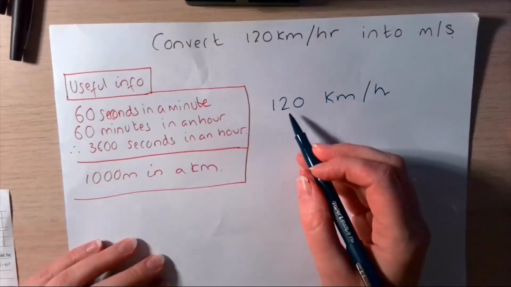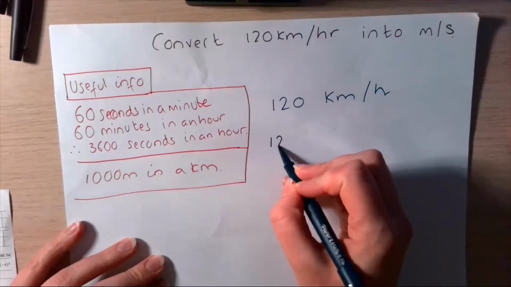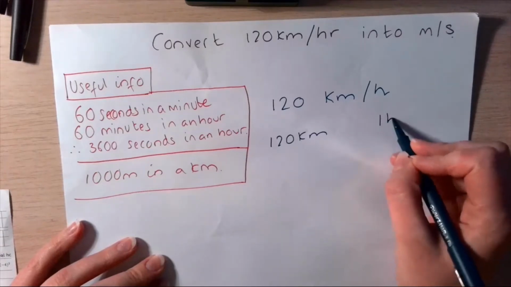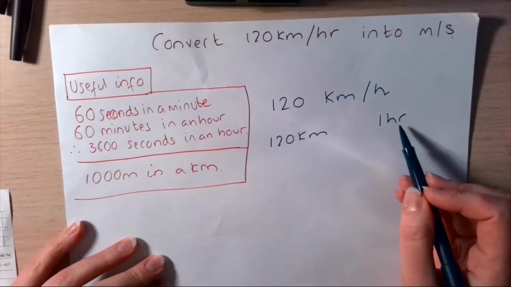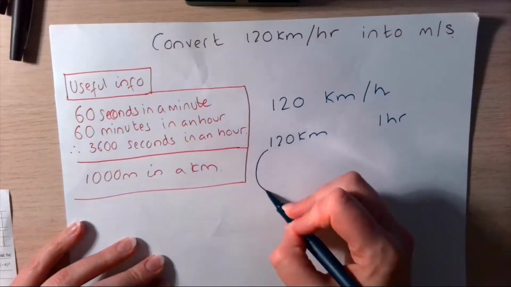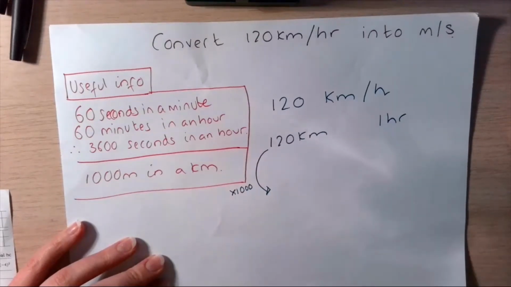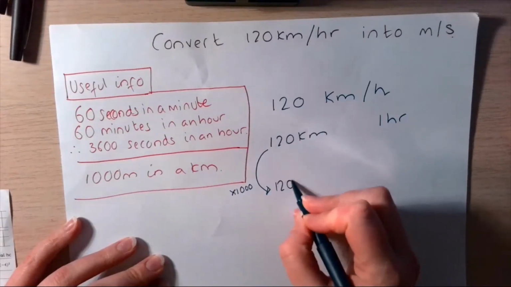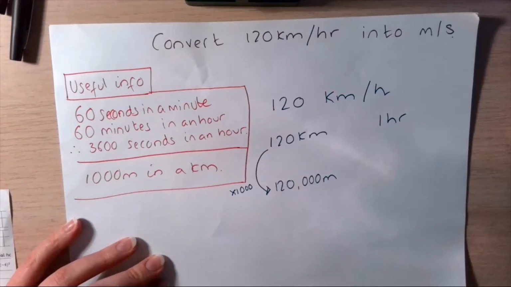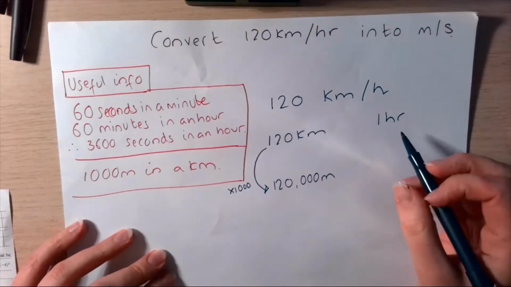So what we need to do is first convert our kilometres, because we've actually got 120 kilometres, and this is per hour, so we've got 1 hour. So 120 kilometres and 1 hour. We're going to turn our kilometres into metres. To convert our kilometres into metres, we need to multiply it by 1,000, which gives us 120,000 metres. So we've converted our kilometres into metres, and now we need to convert our hours into seconds.